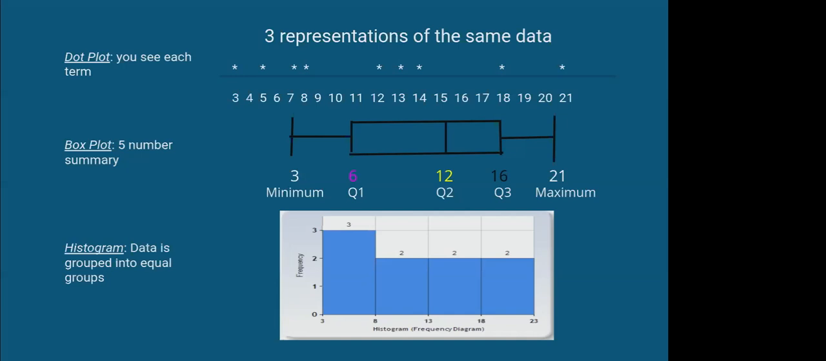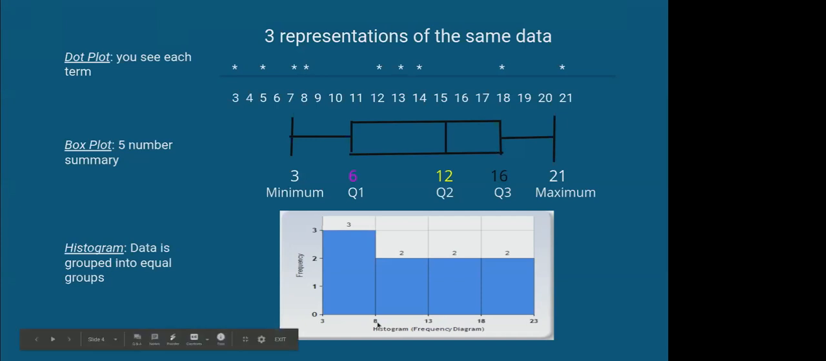So again, the histogram's beauty is it can handle large data. You can speak in general terms. Its downfall is you cannot speak about individual terms of the data set because you don't know specifics. You only know about groups. And remember, your bins can be any width that you choose. It just has to be the same. So here we chose a width of 5.